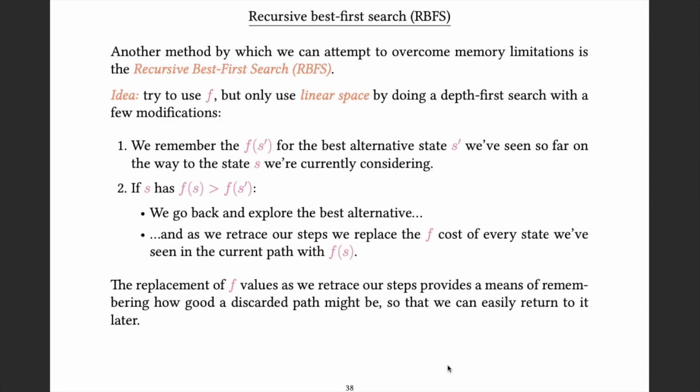But the trick now is that as we go down our search tree, we're going to use f to decide which node to expand next, but we're going to keep track at each point in the search tree of the best alternative that we've seen so far. So when we expand a state, we get some child states for it. We're going to go and explore the best one, but we're also going to keep track of how good the second best one is. Now, if at any point as we go down the search process, we find a state that's worse than one of the alternatives that we've seen on the way down, then we go back and explore the alternative instead. And the final thing is that as we rewind our search, we rewrite the f costs on the way back up so that we know how good a search tree might be if we go down it at a later time in the search process.